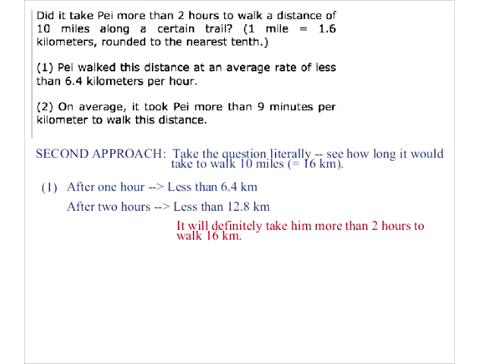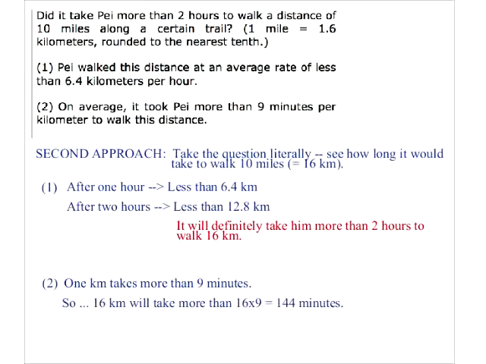Statement 2, 9 minutes per kilometer. So 1 kilometer takes more than 9 minutes. So 16 kilometers will take more than 16 times 9 equals 144 minutes. So this is more than 2 hours. So that's also a yes to the question. So again, we get D. That's not H, that's supposed to be D. Haha.